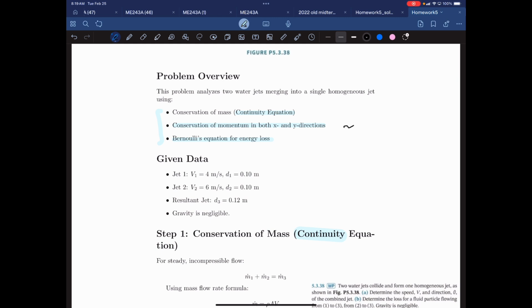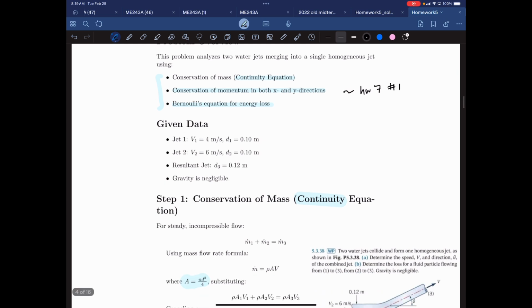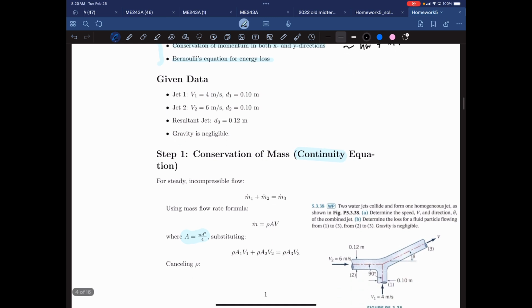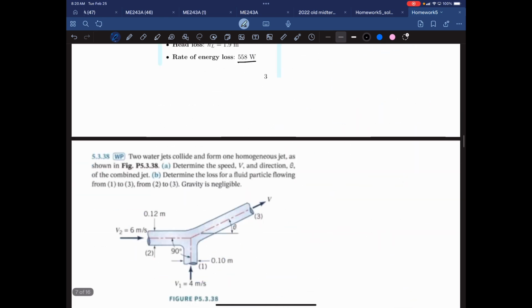Okay? And then I listed out the values. So jet 1 and jet 2 have slightly different velocities. And then the resultant jet is d equals 0.12 meters, and gravity is negligible. And the professor's assumptions can also be written right here. I think it was water is incompressible or something, or we already have gravity is negligible, and then incompressible fluid, I think. Oh, I read it over here. Where is it?